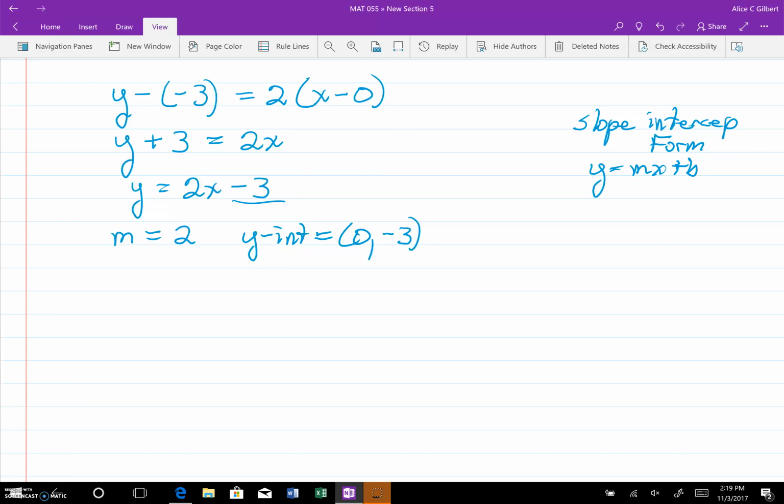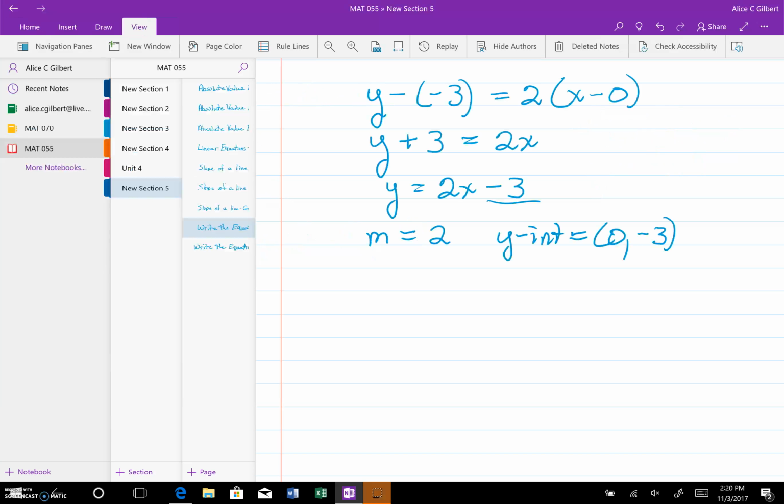Okay, so the reason I need you to always start by putting it into slope-intercept form is so that we can graph it. Whether the book instructions tell you to graph it or not, I always want you to graph this. So we've got a slope of 2 and a y-intercept point of (0, -3). Let's graph this, okay?